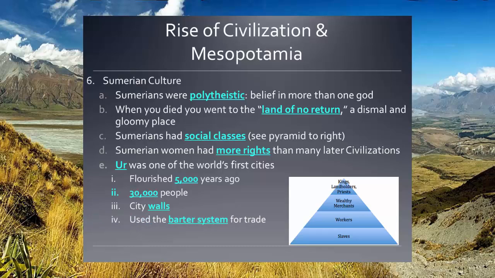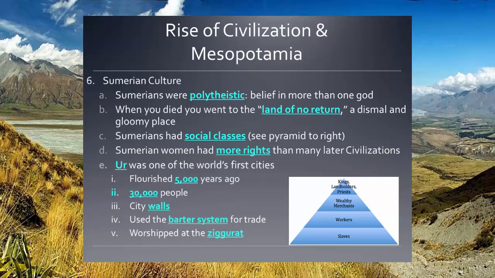They used a trading system known as the barter system, where instead of trading for money, they would trade for goods or services. So if you have some, let's say, wheat to sell, and I have some goats that I don't need, I might offer you, "Hey, you can have my 2 goats for 2 bushels of wheat." They would trade product for product. That's known as a barter system.